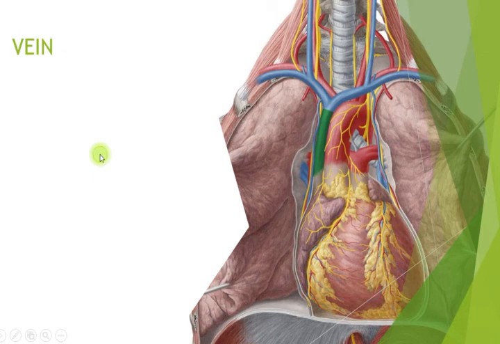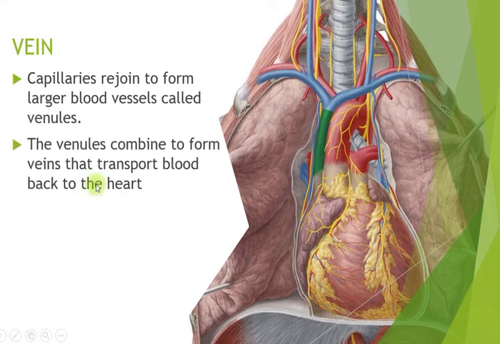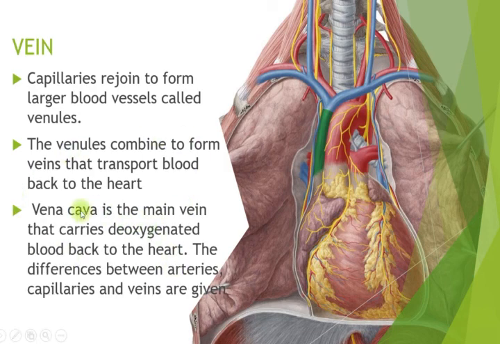So, we go to the vein. Capillaries rejoin to form larger blood vessels called venules. So this is referred to the vein, the blue color blood vessel here. The venules combine to form veins that transport blood back to the heart. So what is the function of the vein? Transport blood back to the heart. The vena cava is the main vein that carries deoxygenated blood back to the heart.